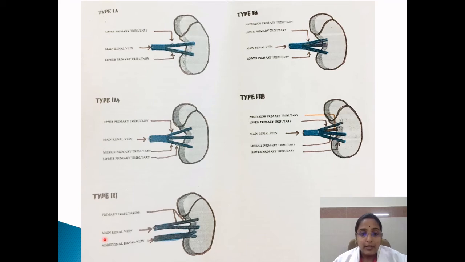This is a pictorial diagram showing type 1A, and this one is type 1B, along with the posterior tributary, and this one is type 2A. We can see the upper, middle and the lower tributaries anteriorly. Coming to type 2B, you can see upper, middle and the lower along with the posterior tributary. Coming to type 3, here we can see any one of the classifications above and an extra additional renal vein below.